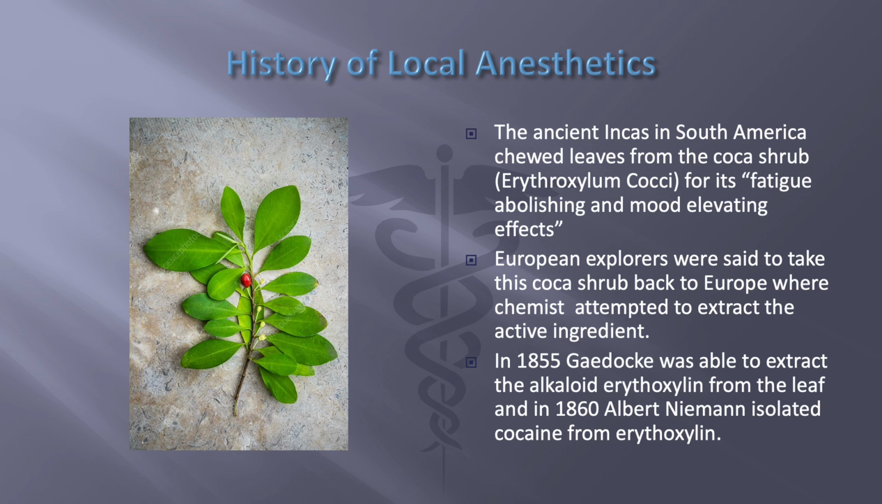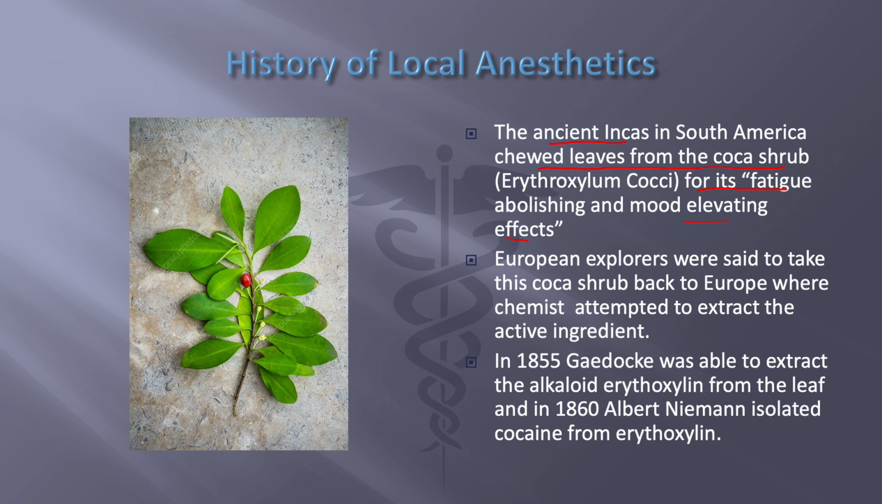So as with all of our drugs, they all have a history, and I think it's important to understand the history just to know where we came from and how developed these drugs are now that we're using today. So all the way back to the ancient Inca tribe and civilization in South America, they chewed leaves from the coca shrub, which was known for its fatigue abolishing and mood elevating effects. Well, that was also the cocaine plant. European explorers were said to take this coca back to Europe, where chemists attempted to extract the active ingredient.